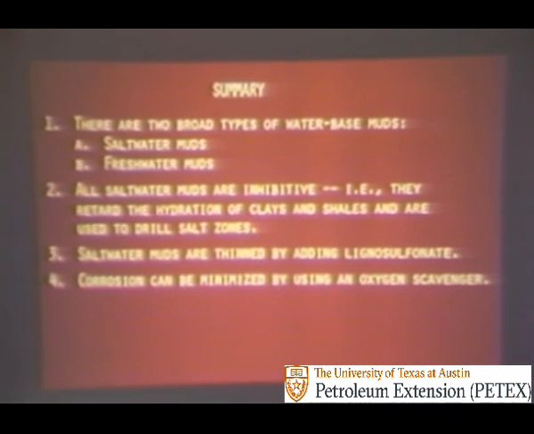So, in summary, in this last section, we saw that there are two broad types of water-based muds: saltwater muds and freshwater muds. All saltwater muds are inhibitive. That is, they retard the hydration of clays and shales and are used to drill salt zones. Saltwater muds are thinned by adding lignosulfonate. Corrosion can be minimized by using an oxygen scavenger.